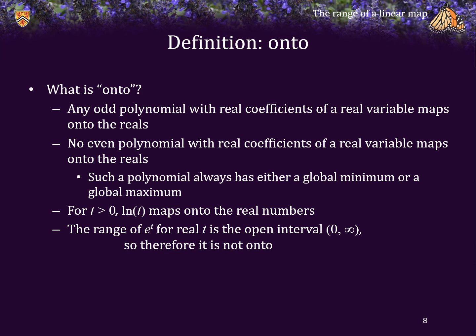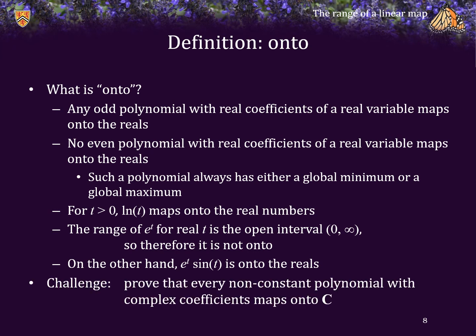On the other hand, the range of e to the t for real t is the open interval from 0 to infinity. Therefore, e to the t is not onto the real numbers. On the other hand, if I take e to the t and multiply it by sine of t, then while neither of these functions is onto the reals, if you were to plot their product, you'd notice that yes, the range of e to the t times sine of t is in fact every real number.